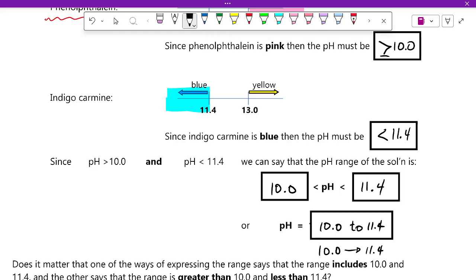Now, why am I not getting too worried about whether it's greater than or equal to or just greater than? It's because we are approximating the solution pH anyway, right? It's somewhere in that ballpark. So I'm not too concerned if it's like 10.1 to 11.3. As long as you've got those two endpoints on the range, I don't really care whether it's greater than or equal to. Does that make sense? Okay.